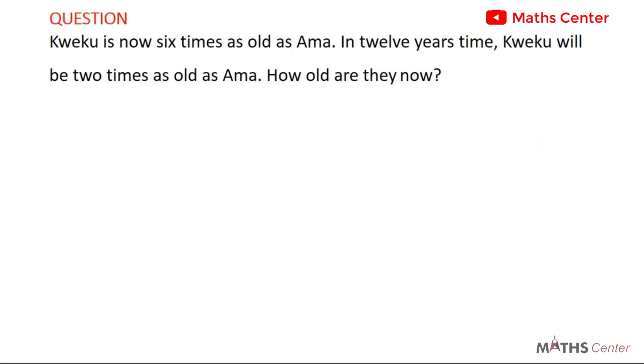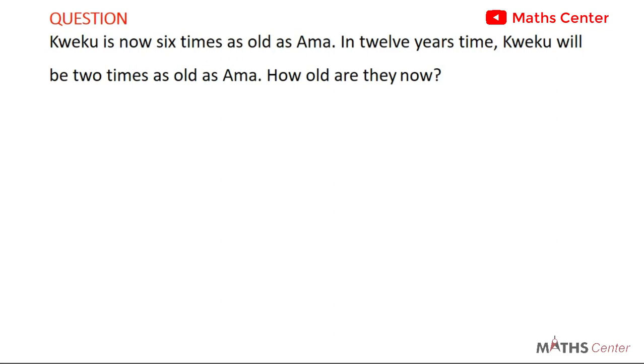Kweku is now 6 times as old as Amma. In 12 years' time, Kweku will be twice as old as Amma. How old are they now? So let's read the question again. Kweku is now 6 times as old as Amma. In 12 years' time, Kweku will be 2 times as old as Amma. How old are they now?